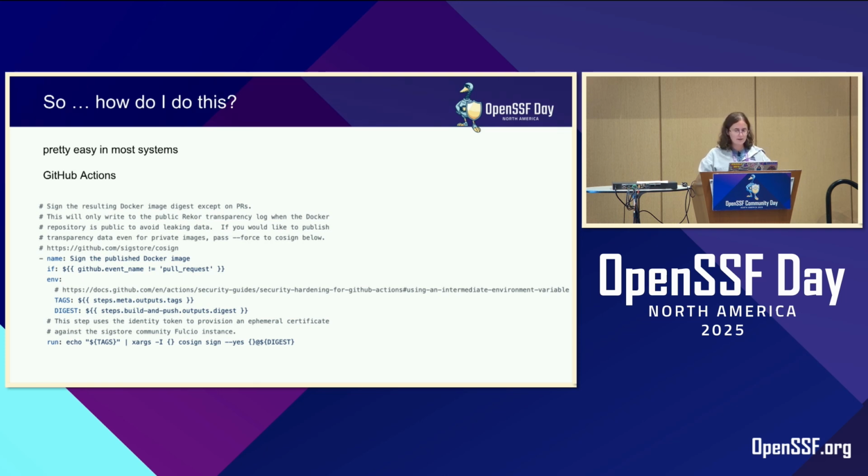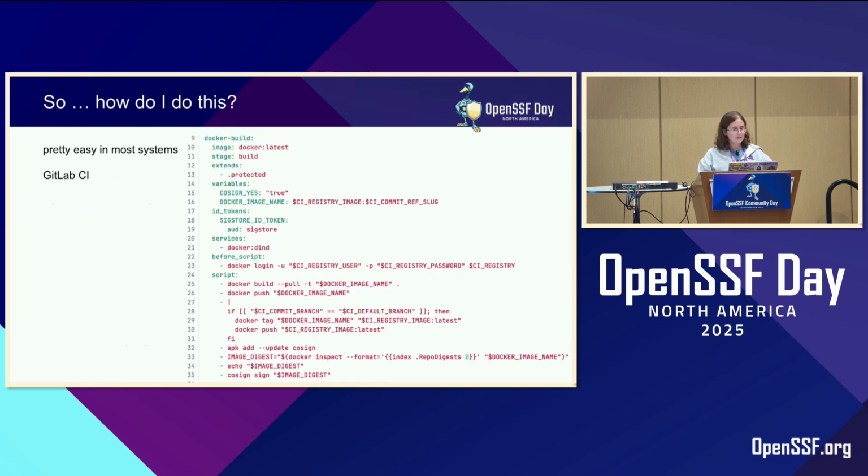However, going back to public sector, the ratio actually flips between GitHub and GitLab. Here's what this looks like in GitLab. Again, it is bash in YAML. And we're again going back to here, this cosign sign image digest right here at the very bottom.